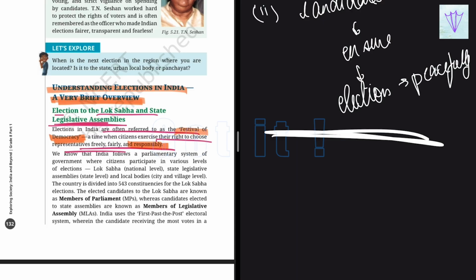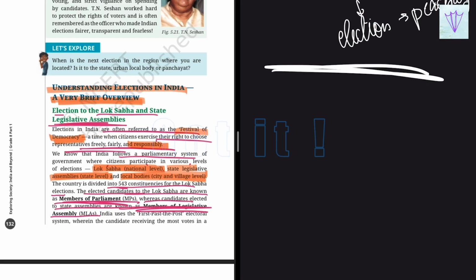And we know that India follows a parliamentary system of government where citizens participate in various levels of elections. That is the Lok Sabha at the national level, the state legislative assemblies at the state level, and the local bodies, that is the cities and the village levels, Panchayati Raj and all these things. The country is divided into 543 constituencies for the Lok Sabha elections, and the elected candidates to the Lok Sabha are known as the Members of Parliament, whereas candidates elected to the state legislatures are known as the Members of the Legislative Assemblies, which are the MLAs. So basically, the citizens participate in various levels.